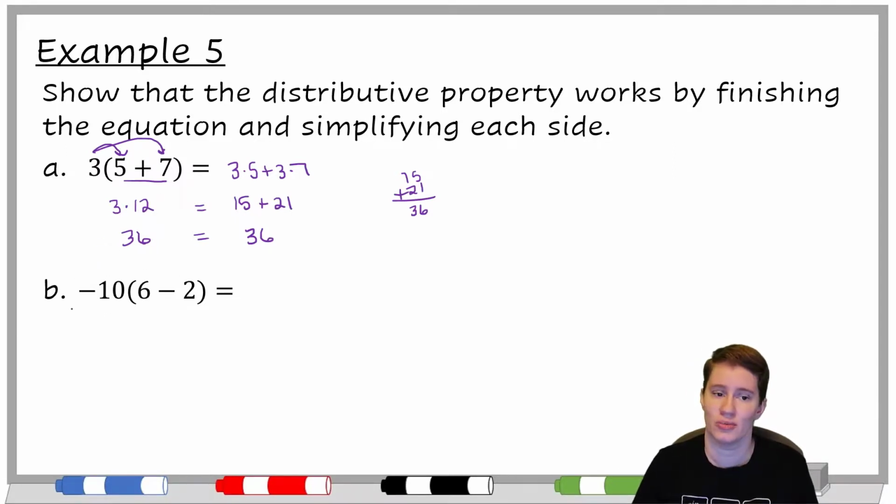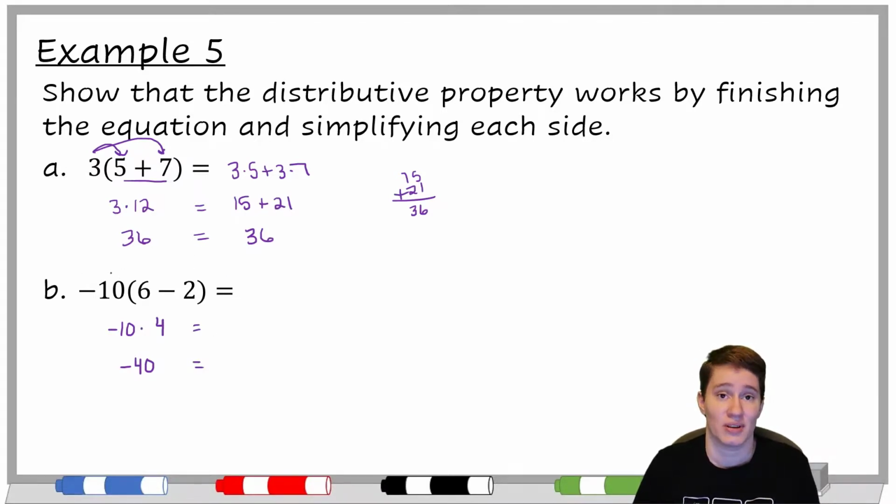Let's do a few more of these. So we're going to start by going ahead and figuring it out the good old-fashioned way. 6 minus 2 here is 4. And then negative 10 times 4 is negative 40. So that's what we think we're going to get when we do the distributive property as well.